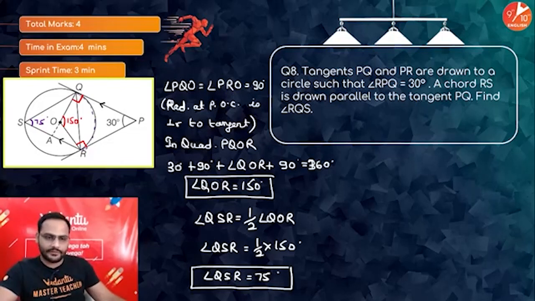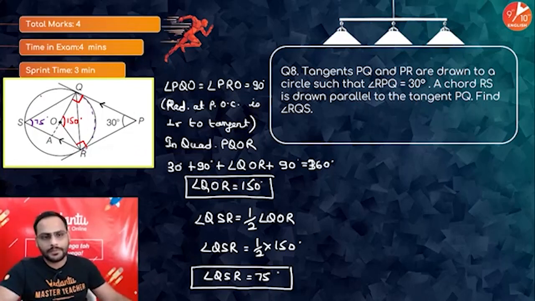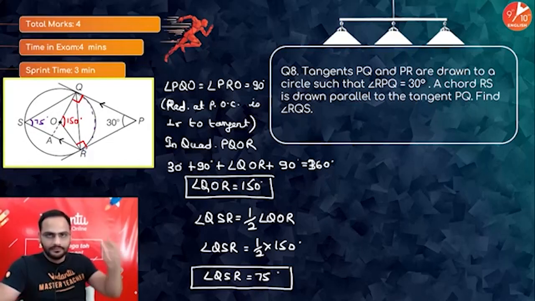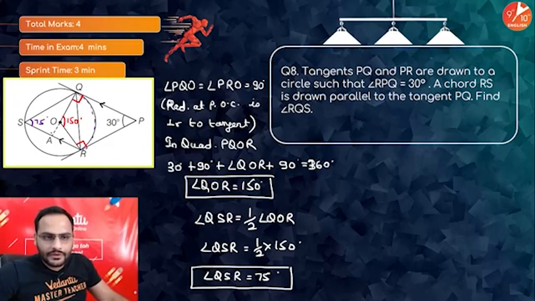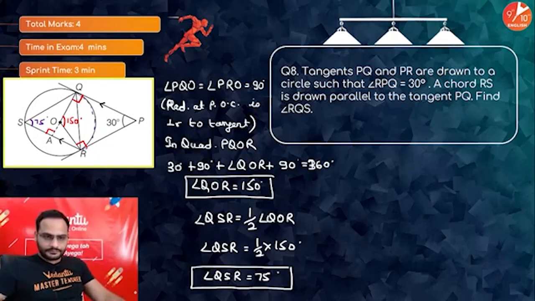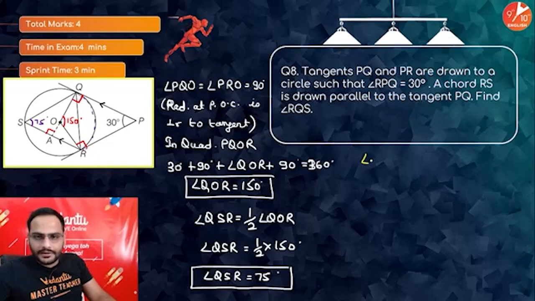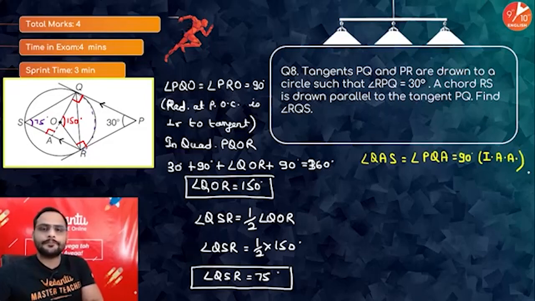What else can we do, children? Next, let's use the parallel lines. PQ and SR are parallel lines, and if I extend this line QO till a point A, I can say this angle A will also be 90 degrees because of interior alternate angles. So angle QAS will be equal to angle PQA. Both will be 90 degrees. They both are interior alternate angles.